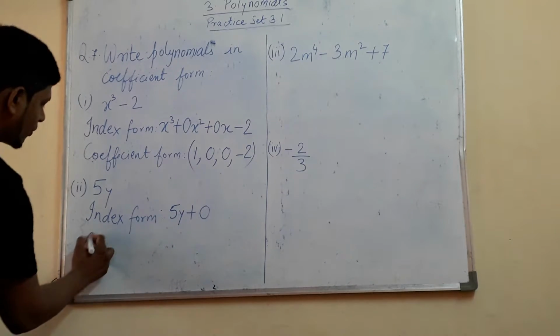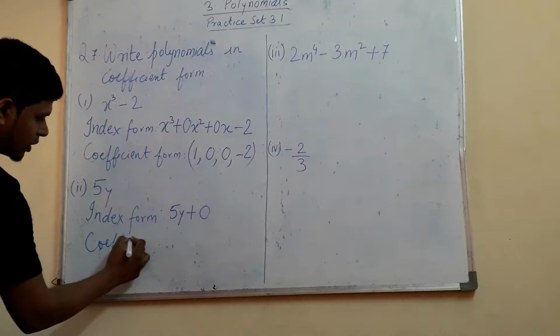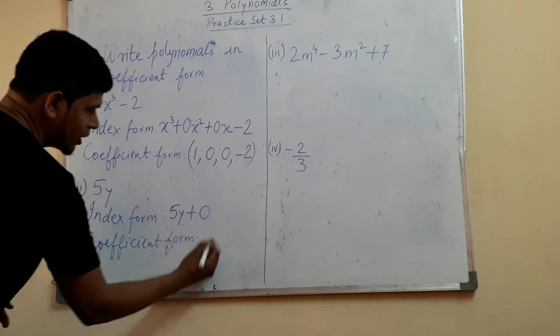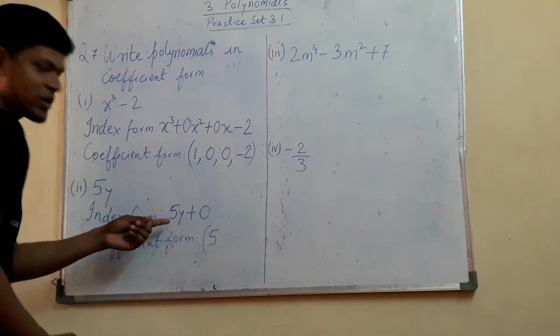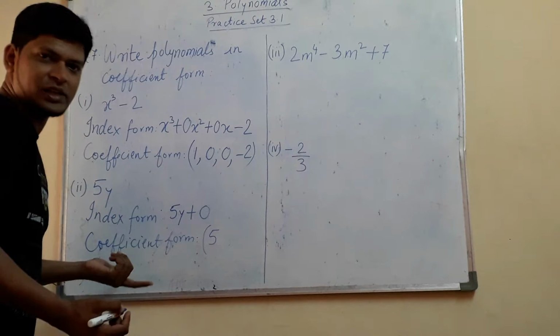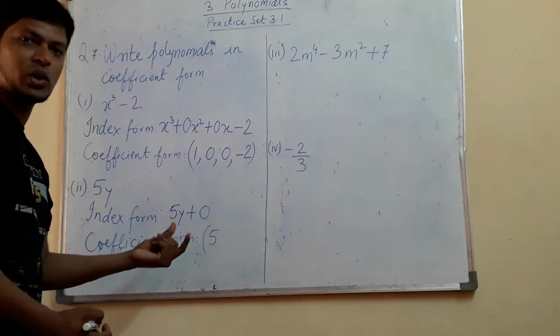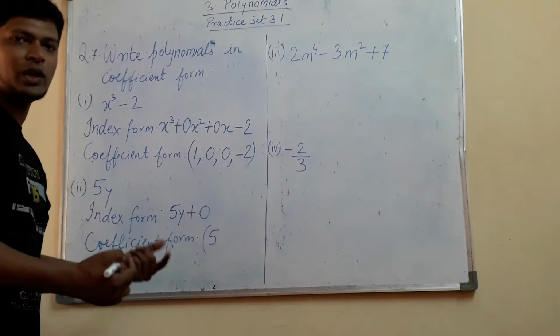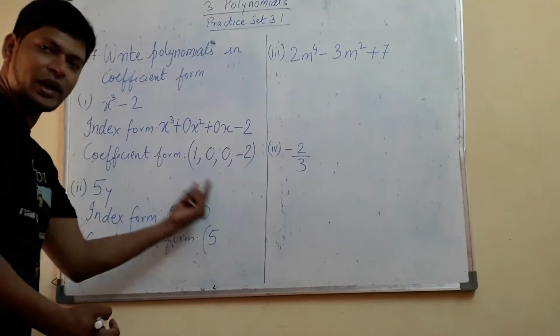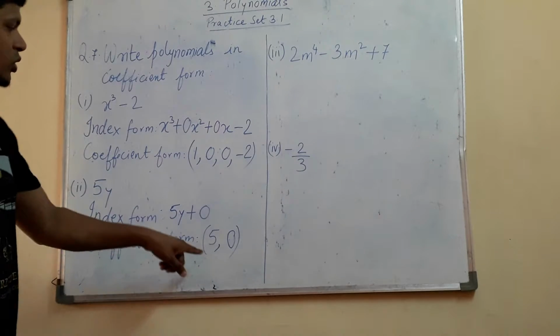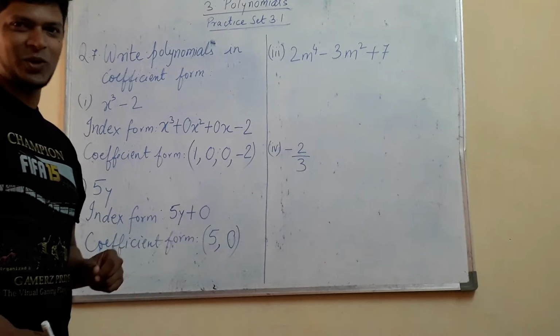Now we will write the coefficient form. The coefficient form we can write as pi, that is the coefficient over here, and here we can take it as 0, because here it is y raised to 0, but y raised to 0 we don't write, because the value is 1. So we have to write the constant term, that is the coefficient. So it is pi comma 0.